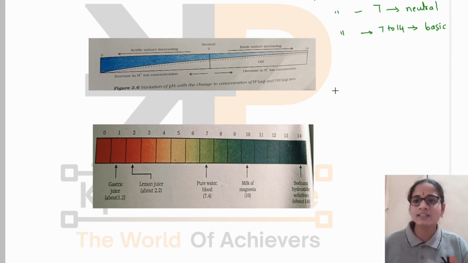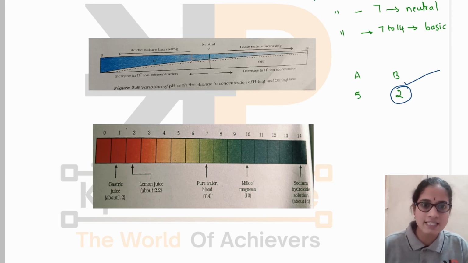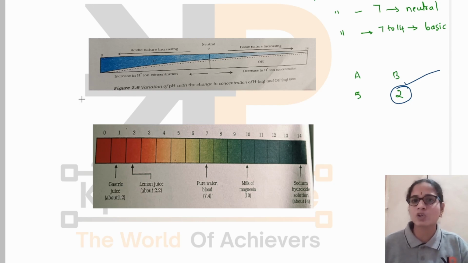Okay, say there are two solutions A and B. The pH of solution A is 5 and the pH of solution B is 2. Which one is more acidic? This solution B is more acidic. Why? Because the lower the value of pH, the more acidic it will be. You can see here, as the numbers decrease, the acidic character increases. And pH value has no unit, it is just a number.